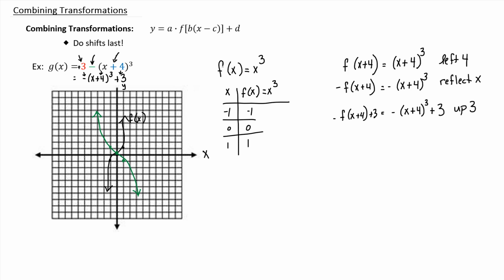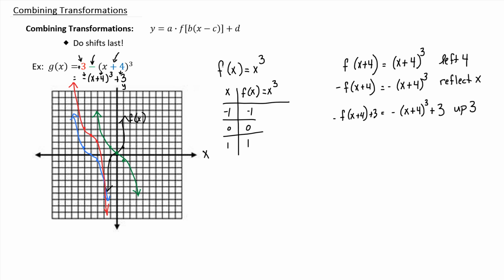And then as far as doing the left by 4 or up by 3 next, it doesn't really matter. You can kind of do whichever you feel. I'm going to go ahead and go left 4 units. 1, 2, 3, 4. And so that shifts me left 4 units. And then last I'm going to do my up by 3, which was in red. So as far as a final graph is concerned, it's your last transformation you do.